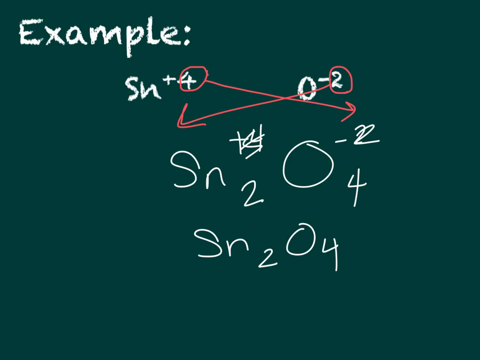My final step is to simplify. Can 2 and 4 be divided by a common number? And the answer is yes. They can both be divided by 2. 2 divided by 2 is 1, and we don't write ones, so I'm just going to write Sn. 4 divided by 2 is 2, so I have O2. My final answer is SnO2.